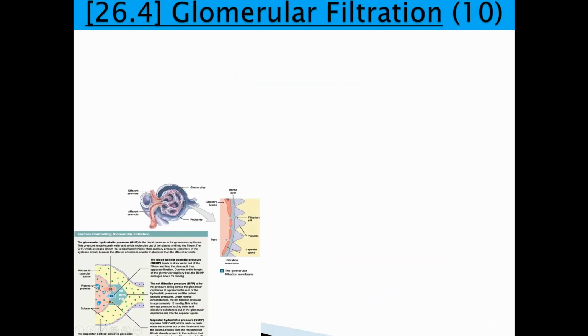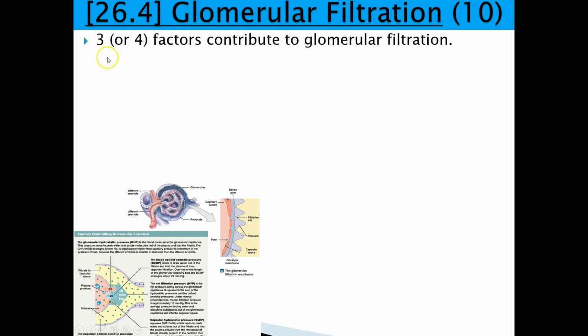So we're expanding on glomerular filtration. We're going to continue on this concept here. If you notice, we have something happening down here very similar to what we've seen when we talked about capillary exchange. So what we're going to see with filtration, it's going to be 3, or you can consider it 4 factors that contribute to glomerular filtration. And I'll explain why I say 3 or 4 factors depending on how you want to view it.